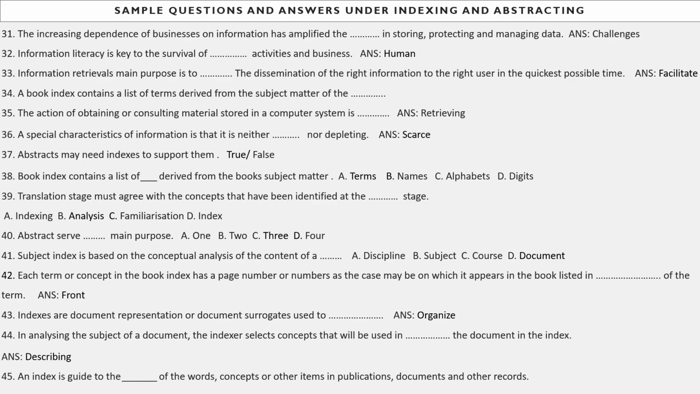The answer there is book, because a book index contains a list of terms taken from the subject matter of the book, arranged alphabetically with page numbers for easy reference.